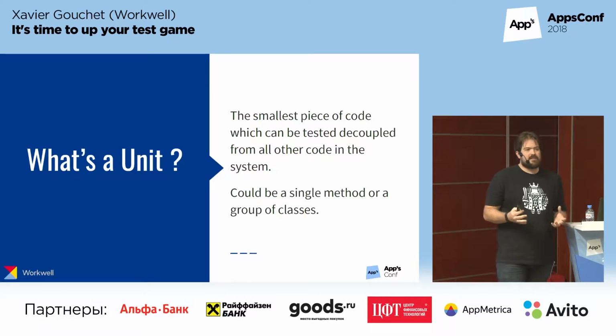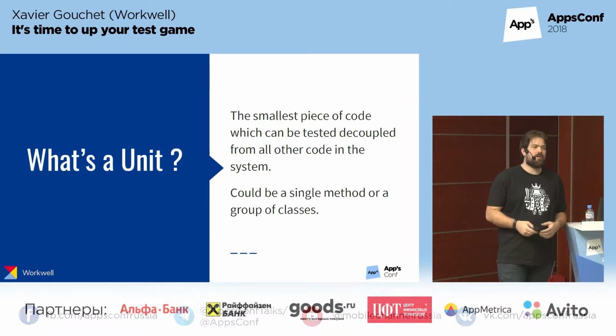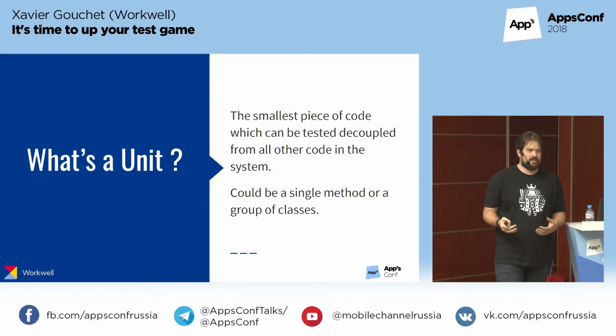So what's the unit? The unit in unit test. A unit is the smallest piece of code which you can test without having it coupled with anything else. So in lots of tutorials, they say a unit is a class. No, it's not necessarily a class. It can be a class, it can be a method, it can be a group of classes. Basically, a unit is the smallest amount of code that you can test without including any other code in your code base.